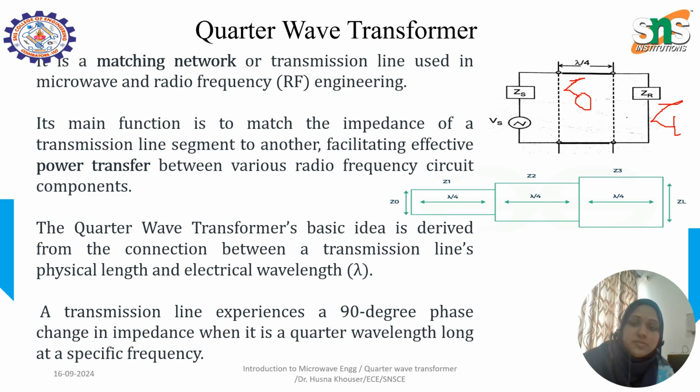Ideally, for the transmission line, Z0 should be equal to ZL. But in real conditions, Z0 will not be equal to ZL. When it is not equal, some of the signal will get reflected back to the source, which is ZS. So to make proper matching between Z0 and ZL, we have to include a matching circuit between Z0 and ZL.